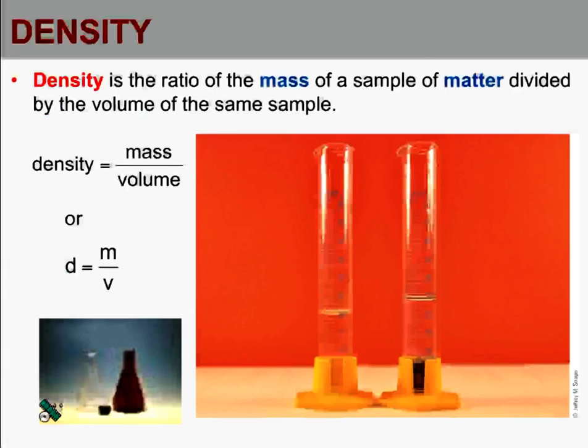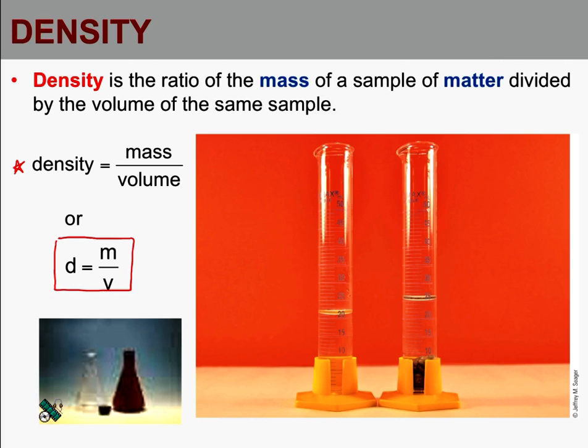Density is the ratio of the mass of a sample of matter divided by the volume of the same sample. So we can express that as density is equal to the mass divided by the volume. Or we could simplify that and abbreviate each of those terms. So density is D, mass is M, and V is volume.